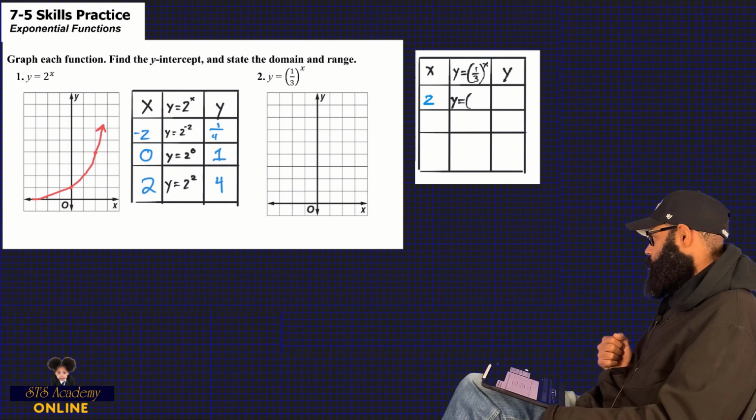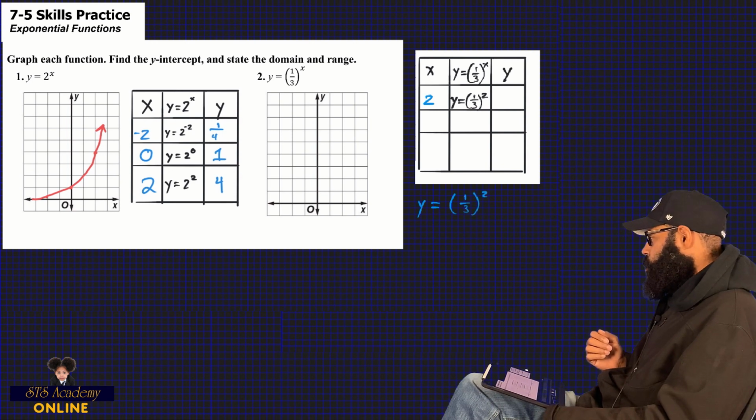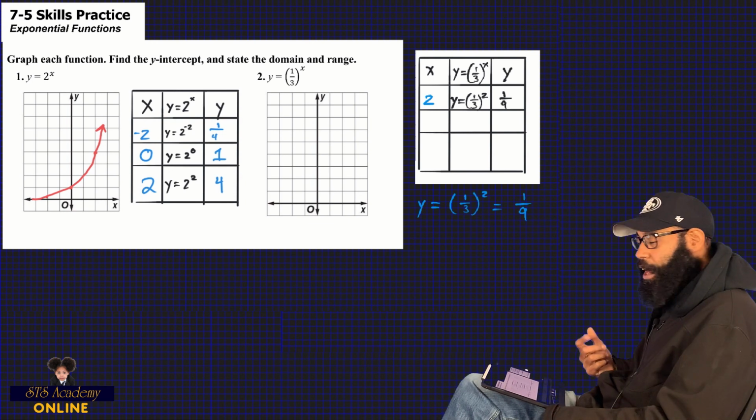Well, y is equal to the quantity 1/3 all to the second power. Now, what will y equal? Well, think about it. Actually, let's show it. So, y is equal to 1/3 to the second power. So, 1/3 to the second power is 1/3 times 1/3. So, I know that y is going to equal 1/9. So, let's get 1/9 in there. So, when x is 2, y is 1/9. I've got a coordinate point I can plot.